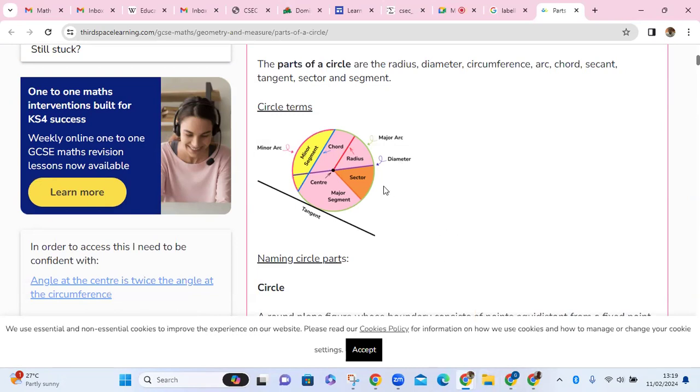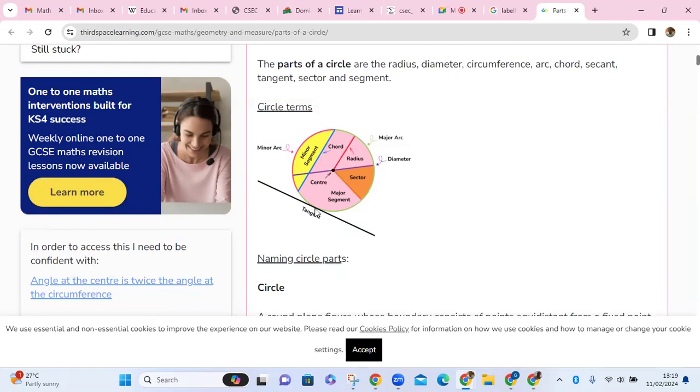As you can see, our diameter goes straight through the center, edge to edge. The radius is from the center to the edge, so the radius is half of the diameter. Two radii will make an arc, and you have a minor arc and a major arc. A tangent is a straight line that touches the circle from outside at one point. So the tangent is outside of the circle. It touches the surface of the circle at one point.